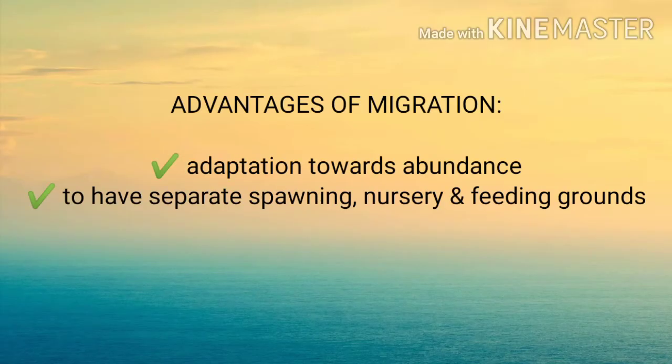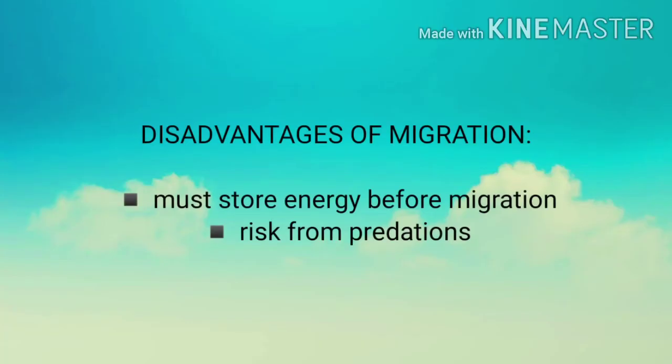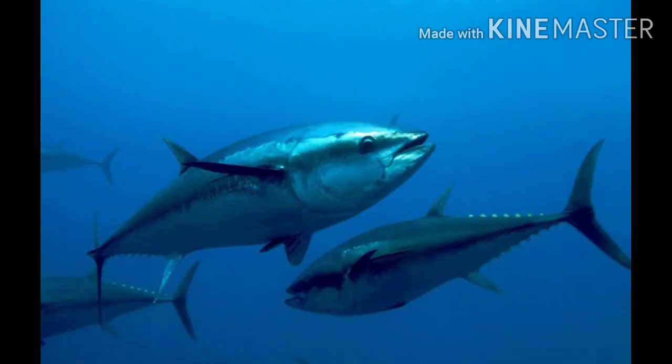Several advantages of migration are adaptation towards abundance and to have separate spawning, nursery, and feeding grounds for fish. However, there are some disadvantages of migration. The fish must store energy before the migration, and they also face risks from the predators.